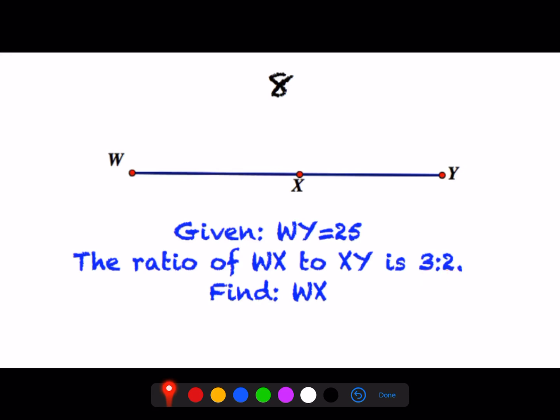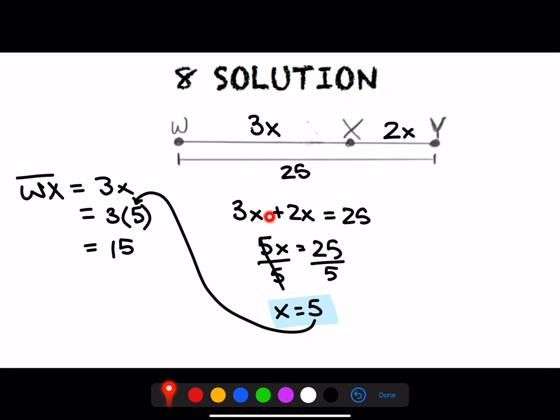So again, if I have a ratio, I'm going to give variables to both. So WX would be 3x, XY would be 2x. And the whole thing is 25. So I can do segment addition postulate here. So I have 3x plus 2x equals 25, the whole thing. From here we get 5x equals 25, so x is equal to 5, and we solve for x.